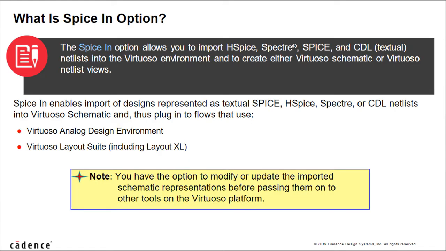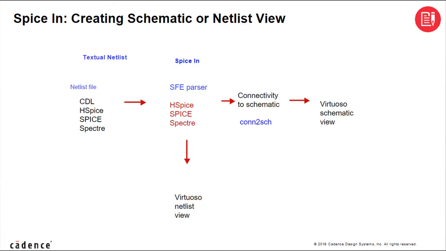Similar to the Verilog in option, you can use the Spice in option to import text-based HSpice, Spectre, Spice and CDL netlist into the Virtuoso environment and create either Virtuoso schematic or Virtuoso netlist views. You can do this to use these definitions in the Virtuoso analog design environment and in the Virtuoso layout suite. You have the option to modify or update the imported schematic representations before passing them on to other tools on the Virtuoso platform. You can have your Spice definition in a text format.